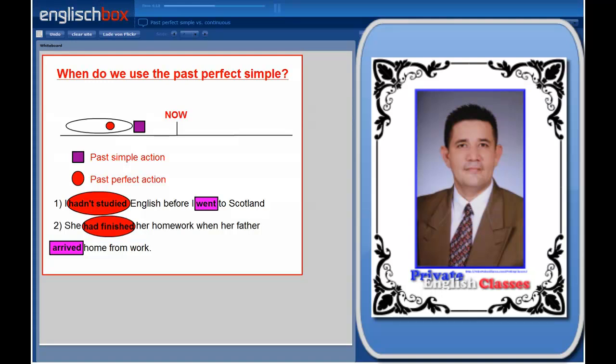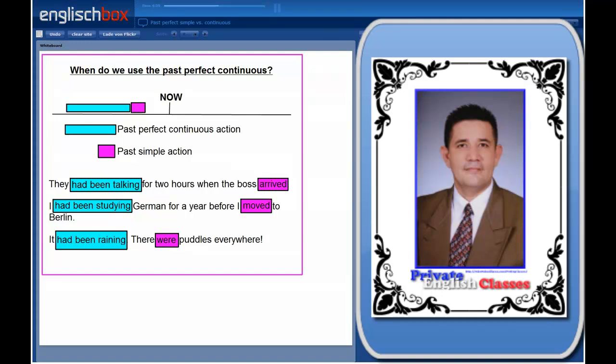In number 2, we have another example. She had finished her homework when her father arrived home from work. So before her father arrived home, she finished her homework. The red action happened first. So that's what we use the past perfect simple for.